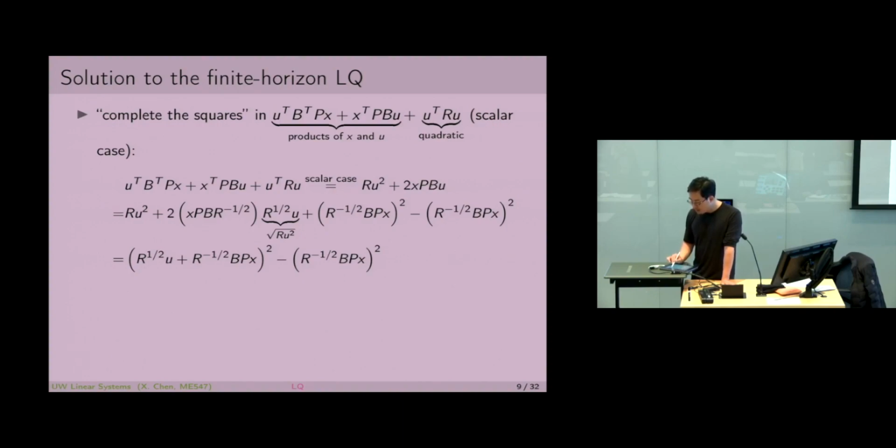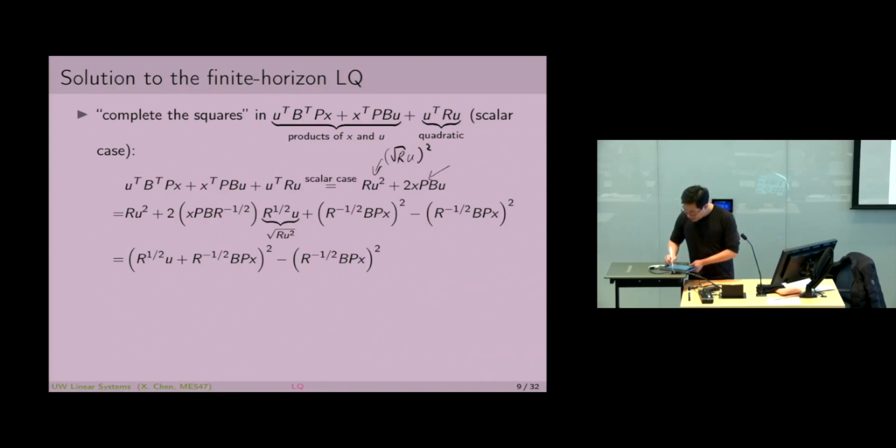In the scalar case, u is a scalar, r is a scalar, x is a scalar, PBu, they all are scalars. This reduces to r times u squared plus 2 times x PBu. It's 2 because x PBu here is equal to u BPx if everything is a scalar. So actually completing the squares is very easy for this one, right? We have a quadratic term about u, which is actually square root of r, u squared.